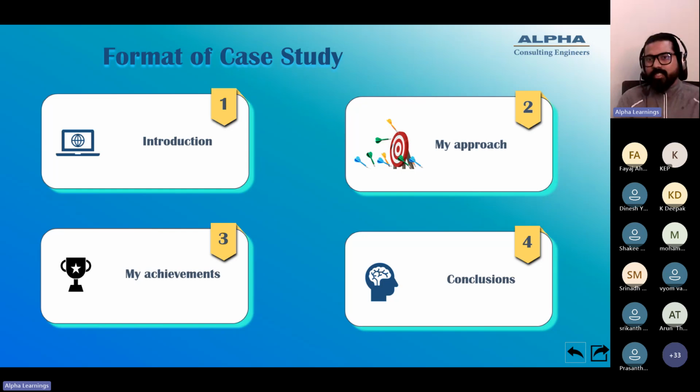For each case study, the word limit is between 1,000 to 1,500. So 1,500 is the final cutoff for each case study. You cannot go beyond 1,500 words. So in 1,500 words, you have to write each case study.